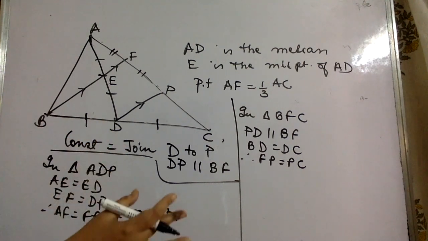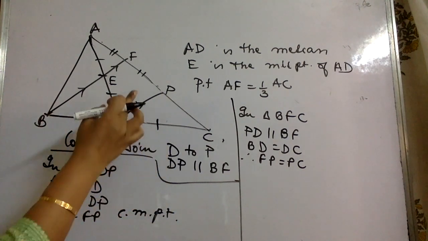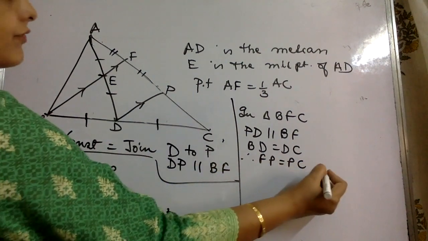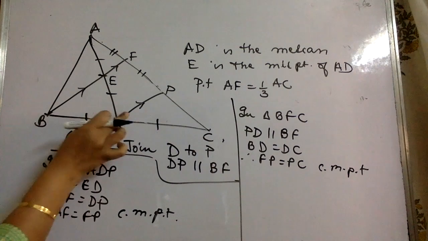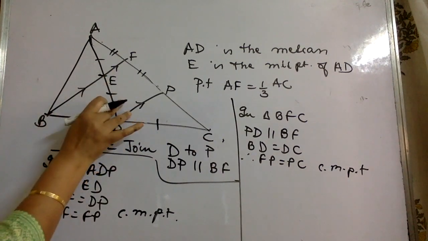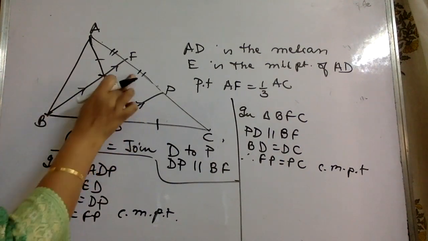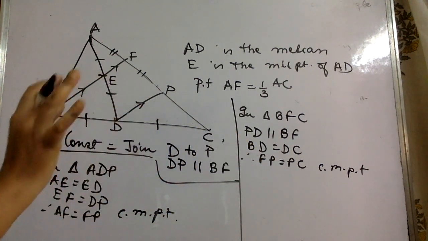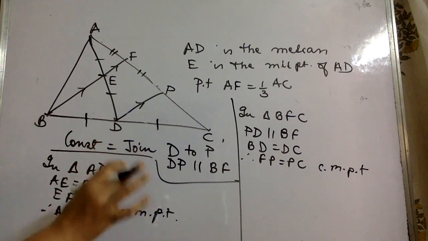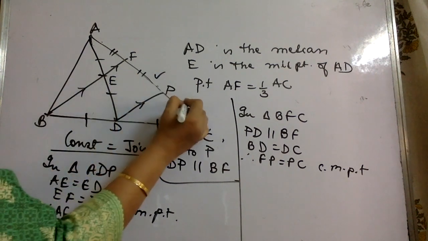Why is FP equal to PC? Because of the converse of midpoint theorem. A line starting from the midpoint of one side of a triangle going parallel to the second side bisects the third side. So this is by the converse of midpoint theorem. So we have got these two parts now equal.